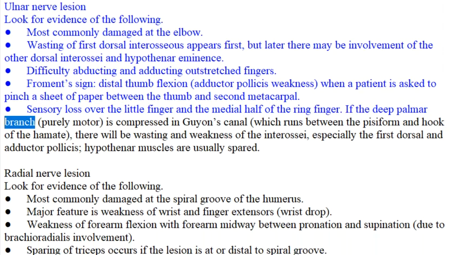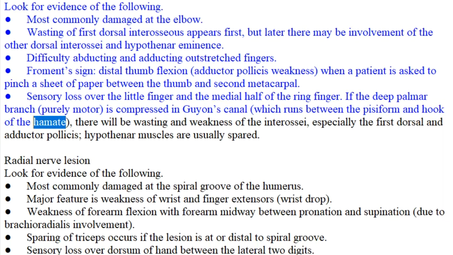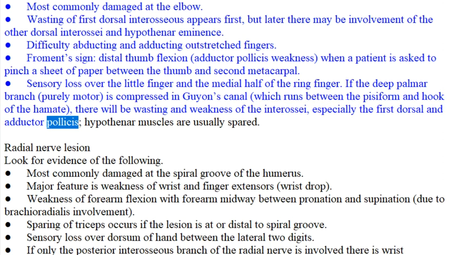If the deep palmar branch, purely motor, is compressed in Guyon's canal, which runs between the pisiform and hook of the hamate, there will be wasting and weakness of the interossei, especially the first dorsal and adductor pollicis. Hypothenar muscles are usually spared.